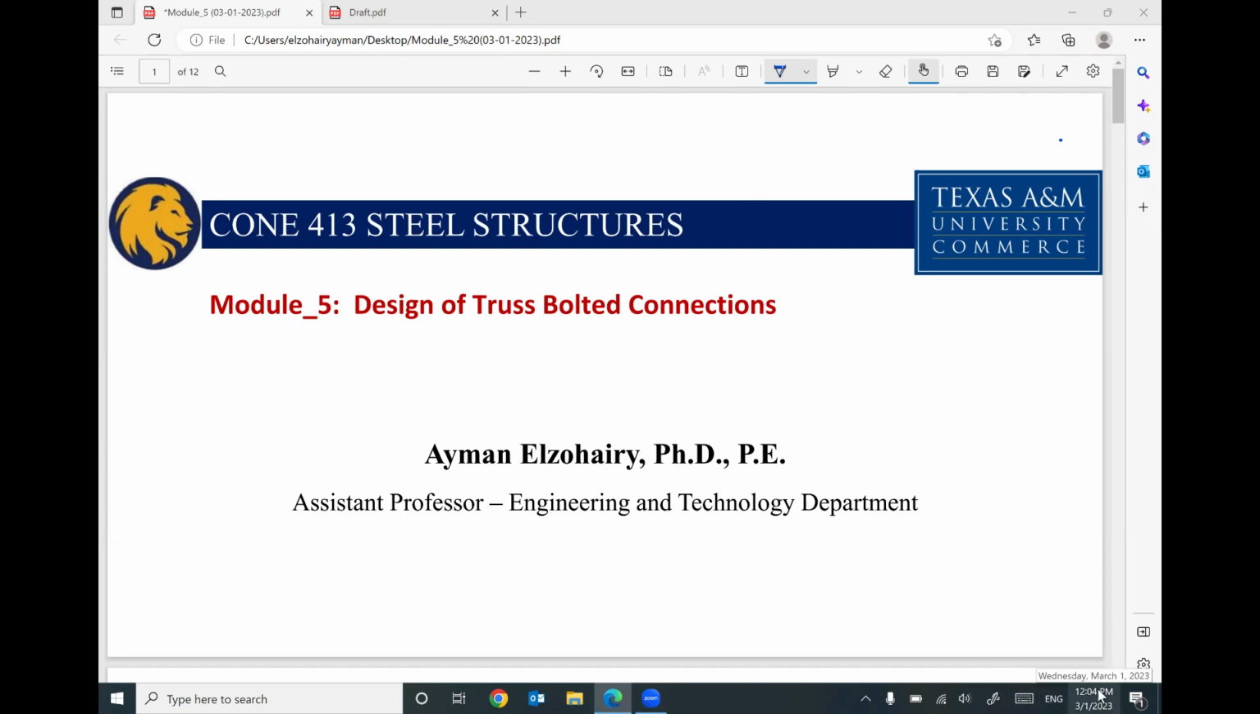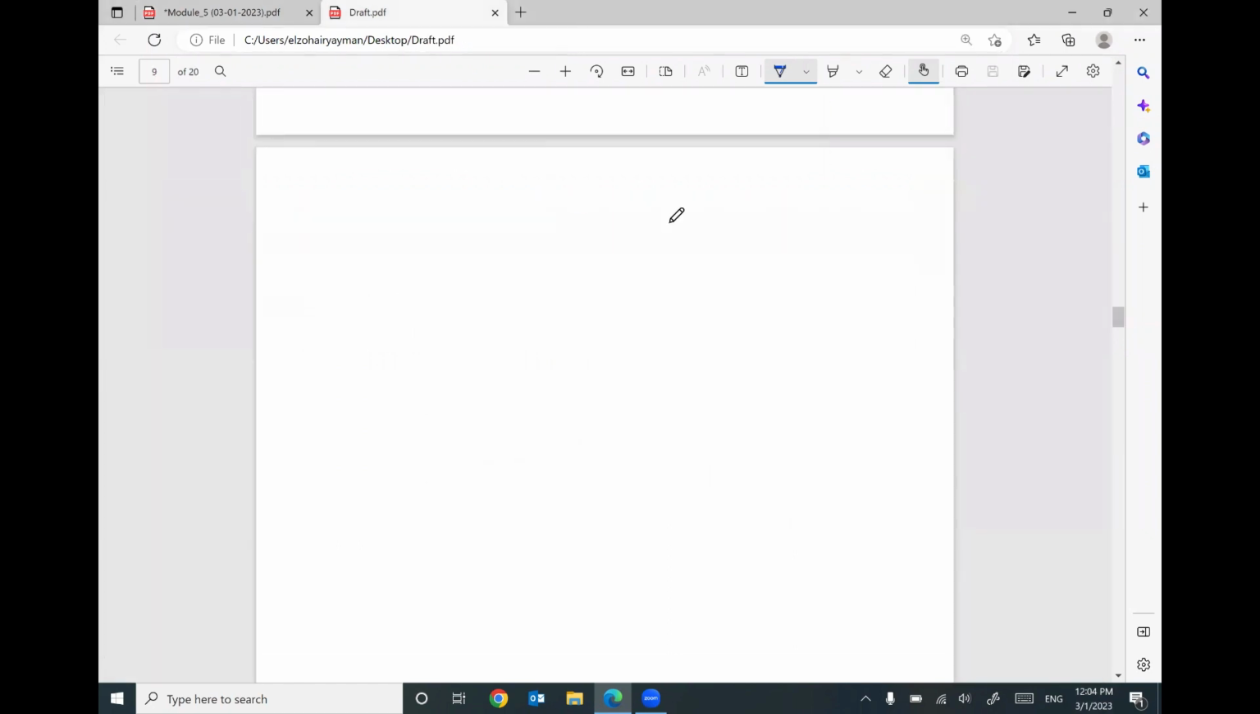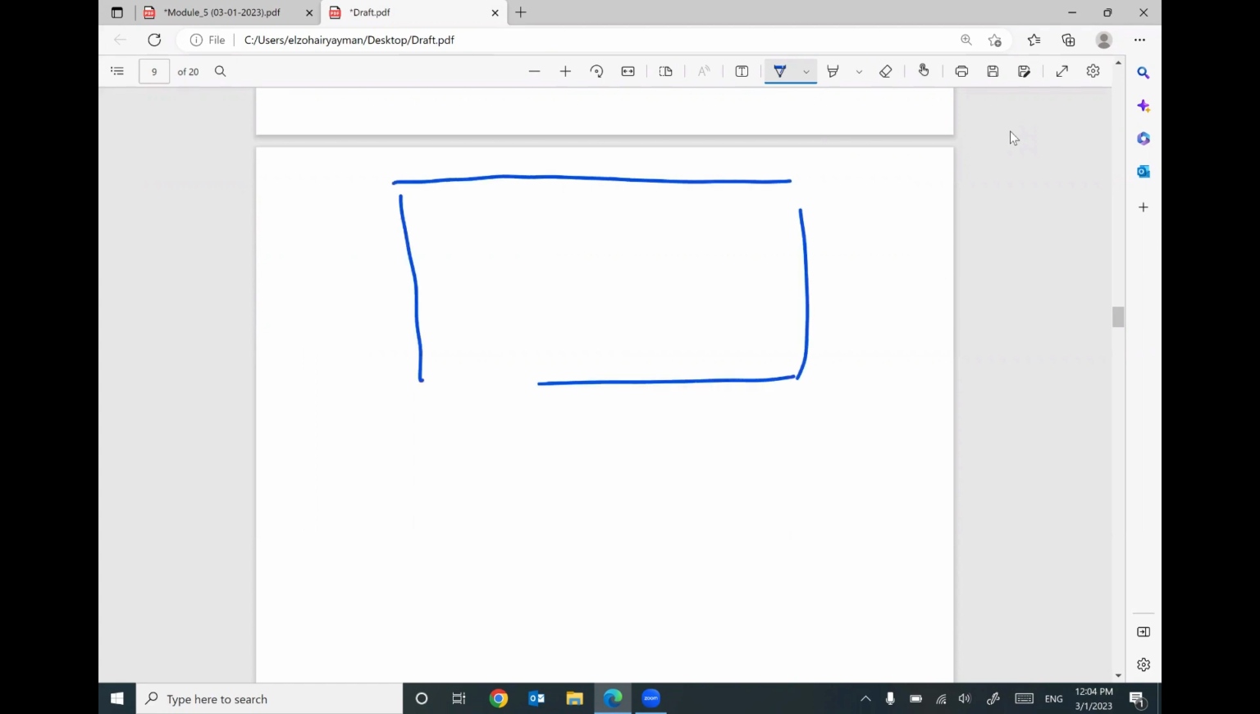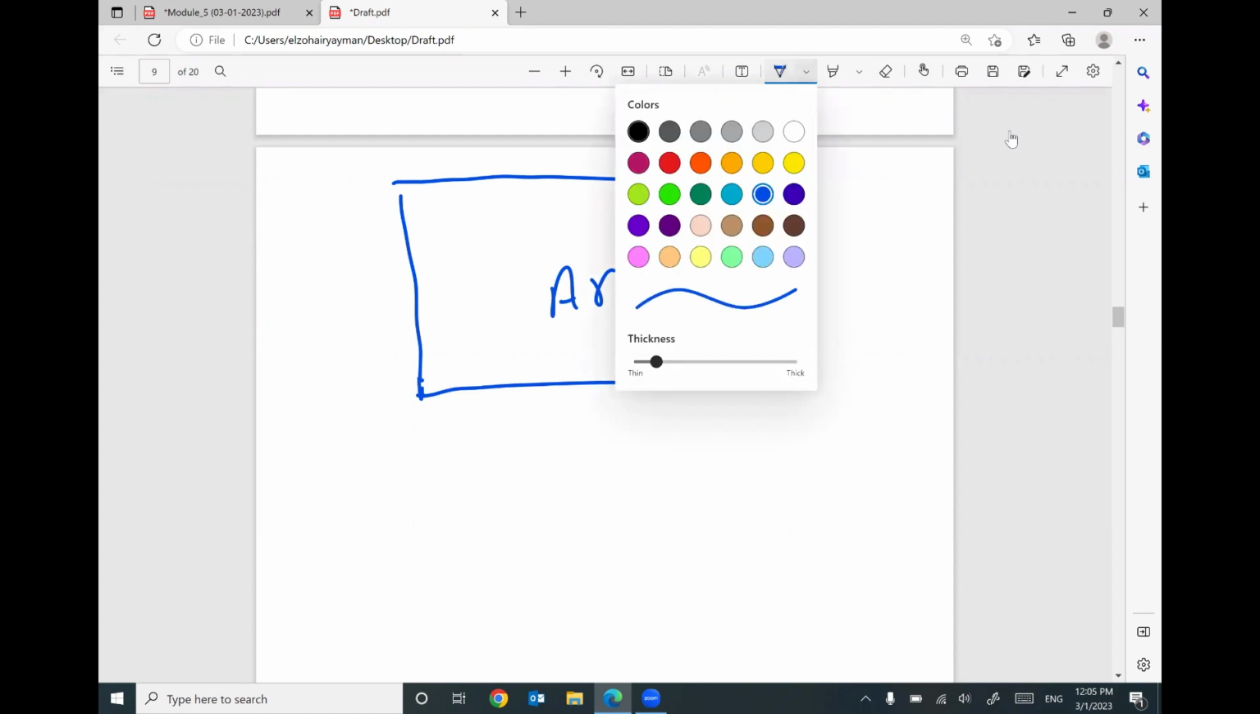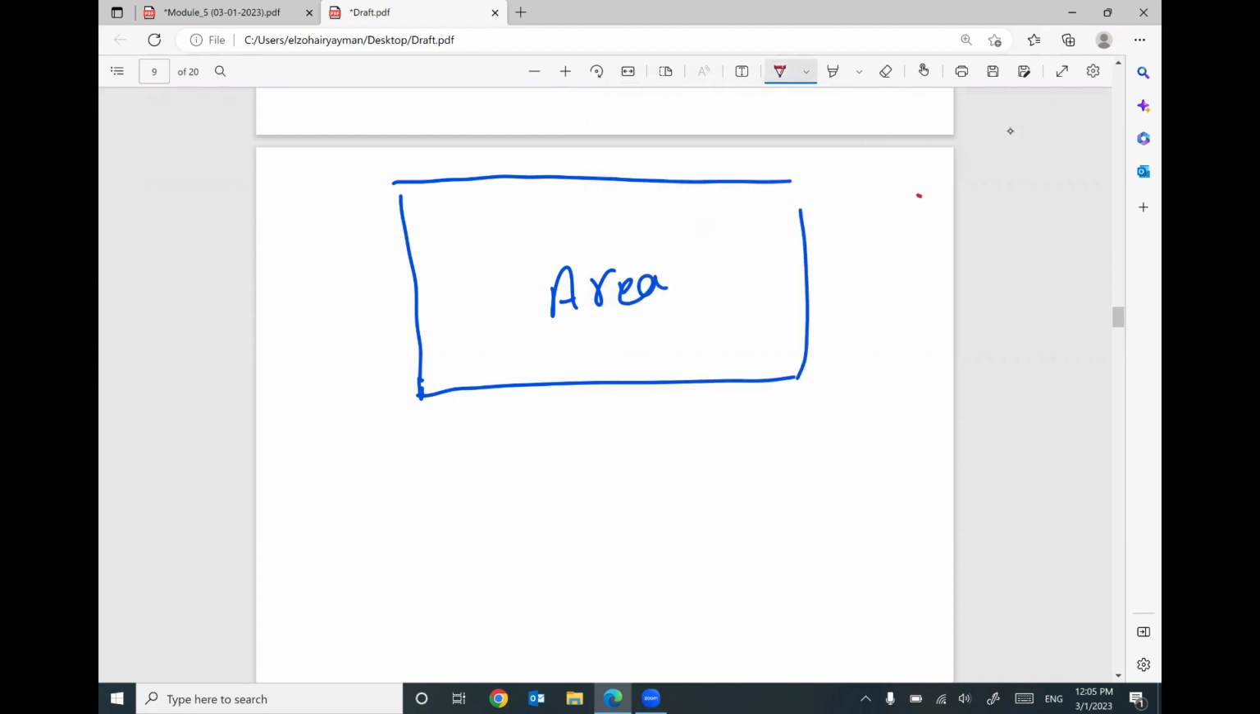So today we will start another part of design, but let me get the story from the beginning. We started so far in this course that you have an area of land and we would like to build a warehouse. So first step, we will start to draw the layout.